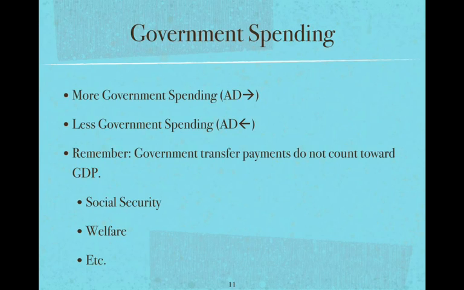I've got a little note there for you just to keep in mind. Transfer payments do not count towards GDP. Okay, so any form of Social Security, welfare, and that includes things like CHIP, Medicare, Medicaid, food stamps, financial aid for college students, so on and so forth.